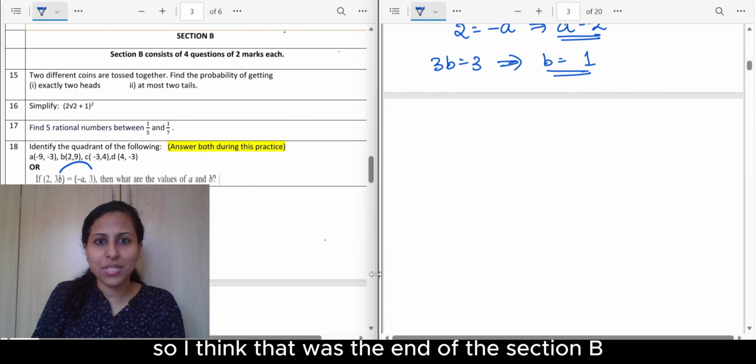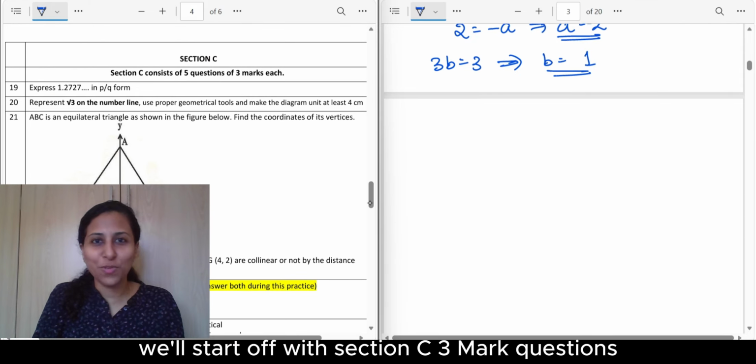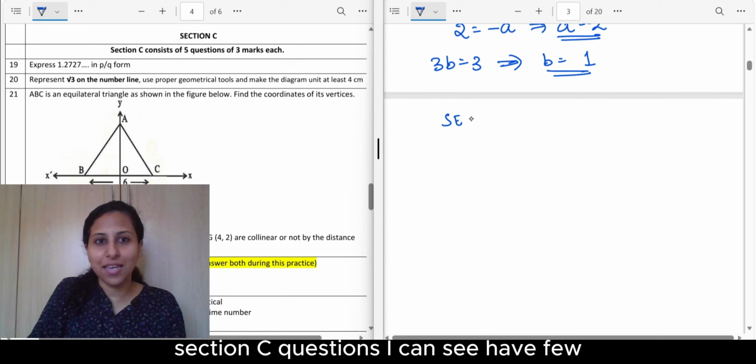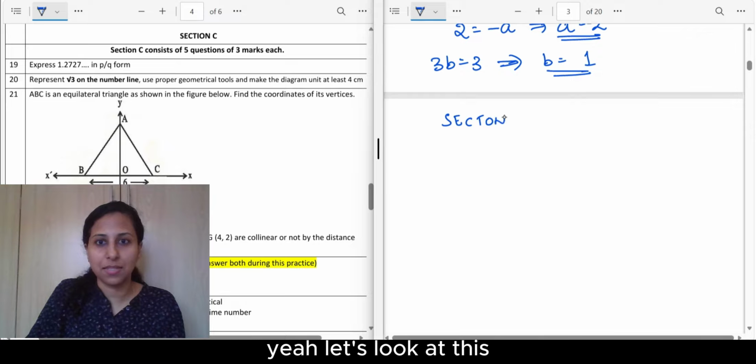So I think that was the end of section B, the 2 mark questions. We'll start off with section C, 3 mark questions. Section C questions, I can see, have a few questions which are based on important concepts. Yeah, let's look at this.